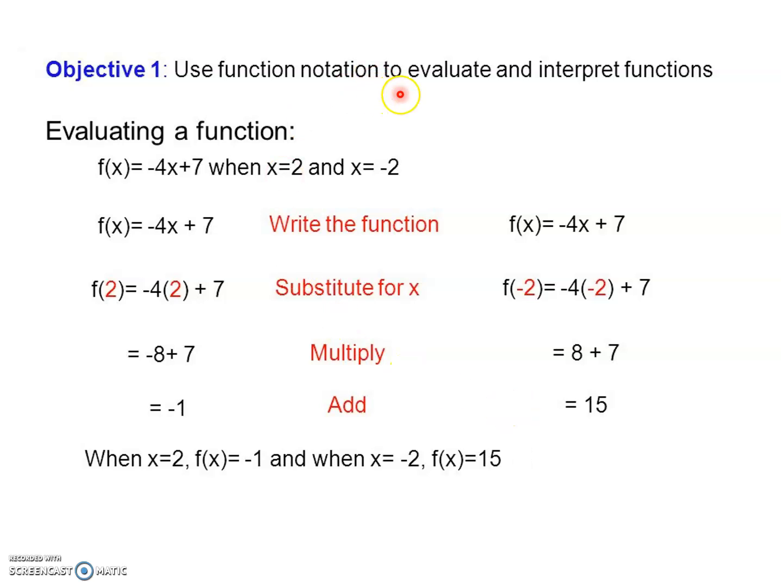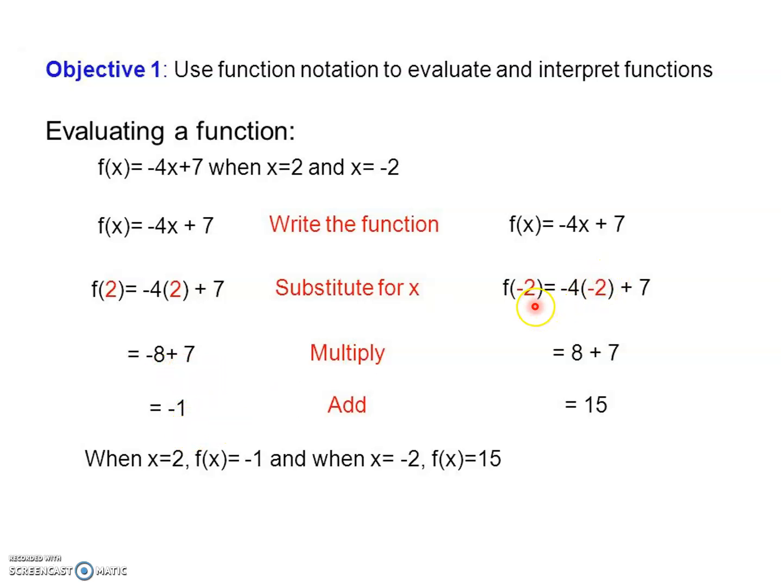Use function notation to evaluate and interpret the function. Evaluate the function f of x is equal to minus 4x plus 7 when x is equal to 2 and x is equal to minus 2. Suppose f of x is equal to minus 4x plus 7. If we put x equal to 2, f of 2 is equal to minus 4 into 2 plus 7. Minus 8 plus 7 is equal to minus 1.